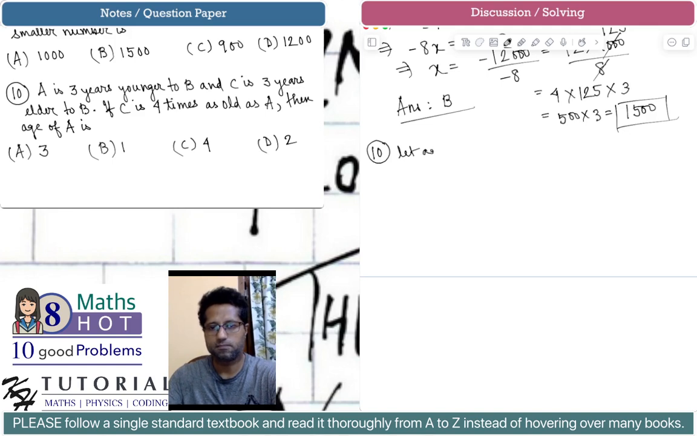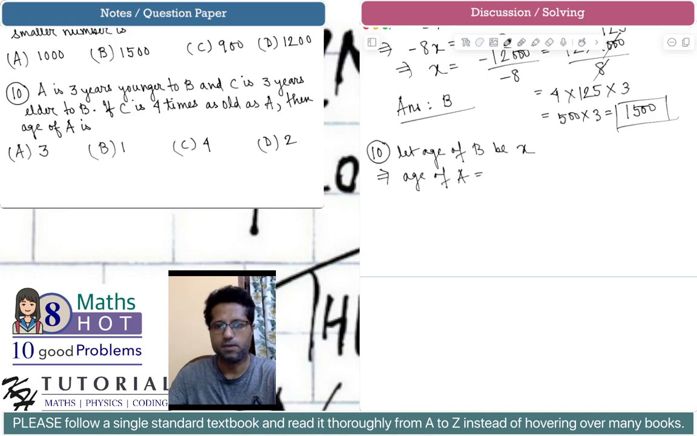So let age of B be x. I'm ignoring the units. Actually, it will be x years. Anyway, so let age of B be x. This implies it is given that A is 3 years younger to B. So this implies age of A will be x minus 3. Also, it is given that C is 3 years elder to B. So age of C is x plus 3.